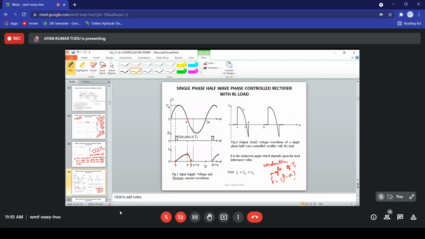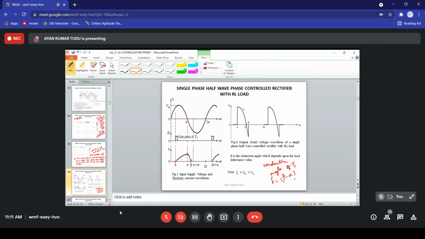Okay, then as you can see from this particular figure, on the left hand side we have our Vs, on the right hand side we have our V0. Since the V0 is also conducting, this is the output voltage waveform for a single phase half wave controlled rectifier with RL load. This is the negative output voltage that we should be getting for omega t equal to pi to omega t equal to beta radians, and obviously beta will be the extinction angle depending upon the load inductance value.